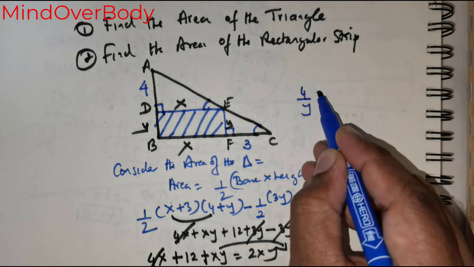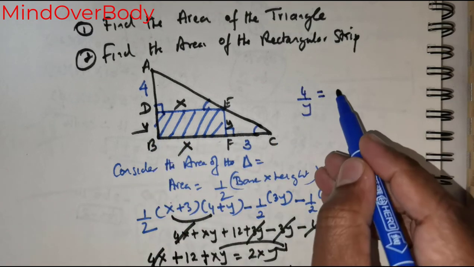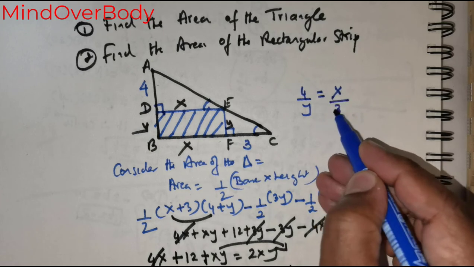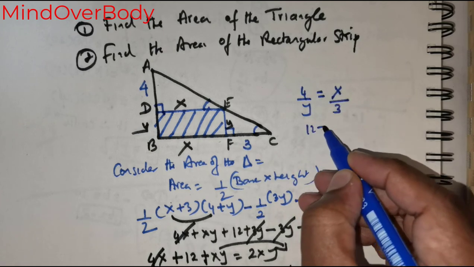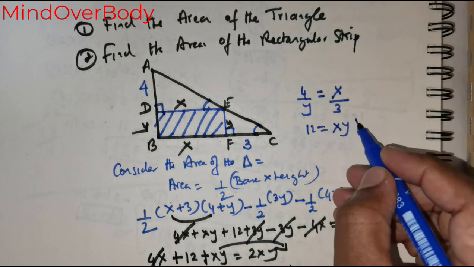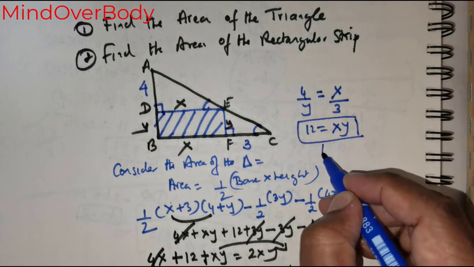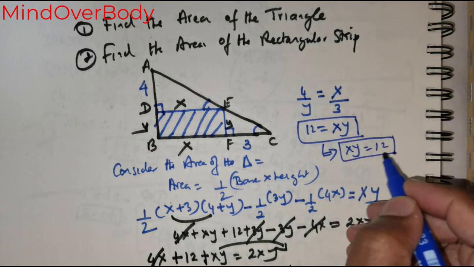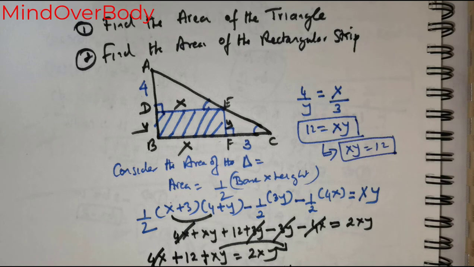4 over y will be equal to the length x over 3, right? So 3 times 4 is 12. x into y would give me xy. So I can rewrite this as xy is equal to 12. So that's an observation I would like to draw to your attention.